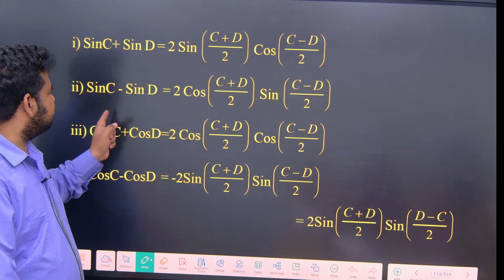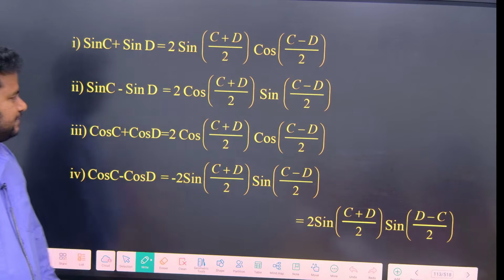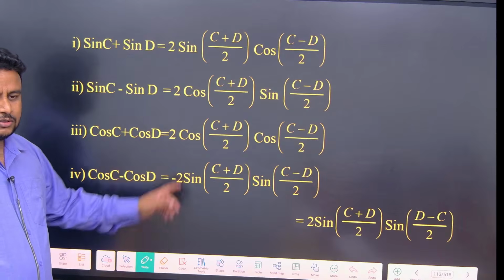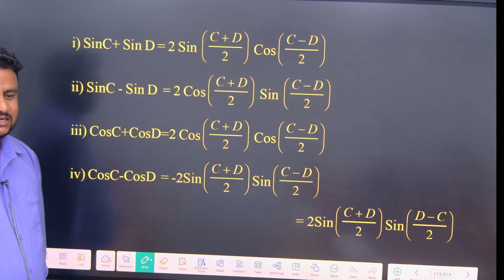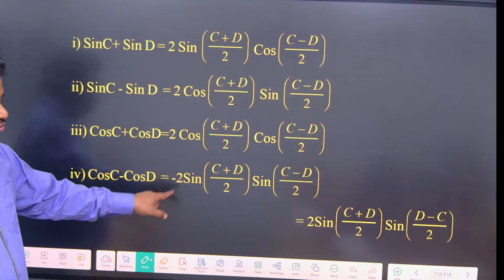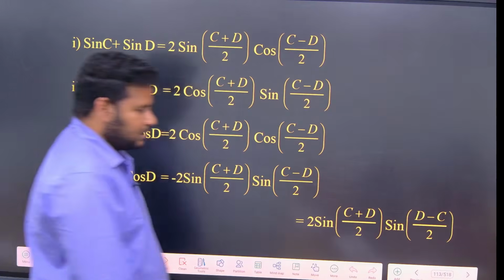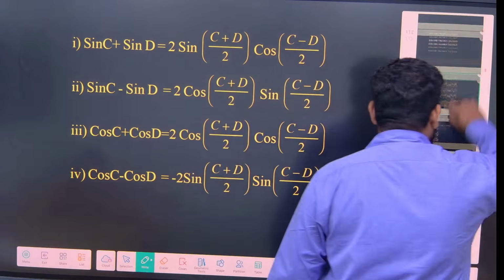Okay. Sin C minus sin D is what? 2 cos C plus D by 2 sin C minus D by 2. Cos C plus cos D is what? 2 cos C plus D by 2 cos C minus D by 2. Cos C minus cos D is what? Minus 2 sin C plus D by 2 sin C minus D by 2. Okay, clear?